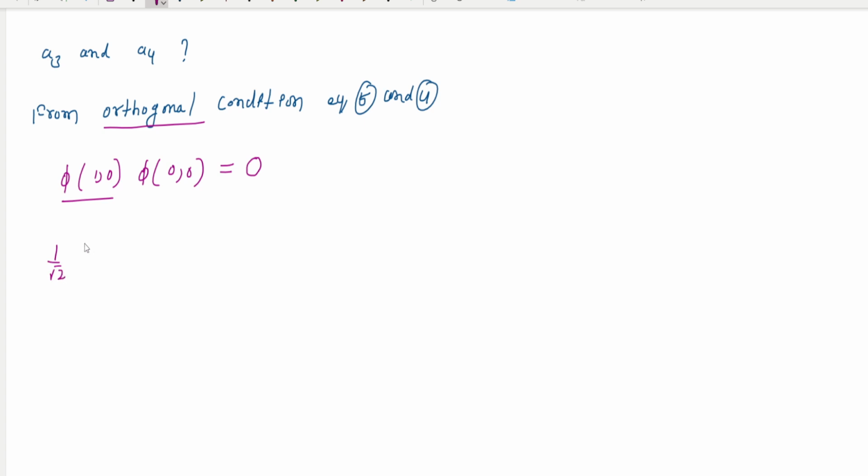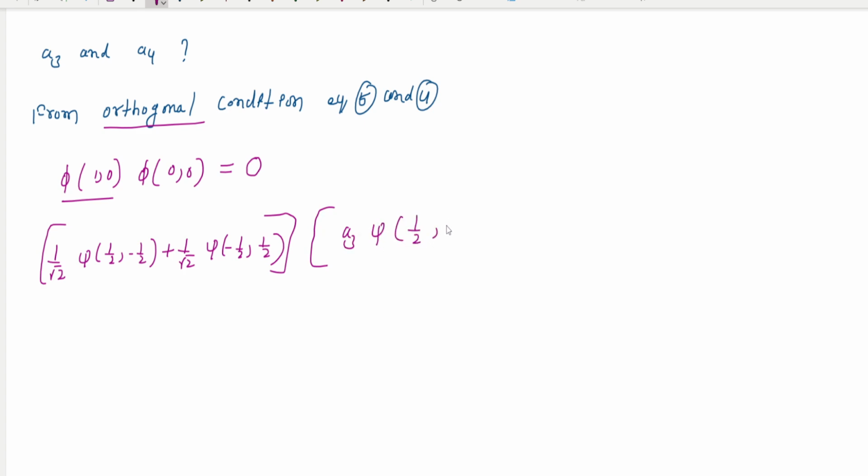Value 1 divided by root 2, wave function psi 1/2, -1/2, plus 1 divided by root 2, the wave function psi -1/2, 1/2. So this is the wave function psi 1,0. Then psi 0,0 value is a3 wave function psi 1/2, -1/2 plus a4 psi -1/2, 1/2. If you try to multiply this into a product, then we can get only the a3 and a4 terms, the same state. This state and this state, remaining all conditions are 0, right? The same state gives the normalization condition, 1, and the other states become 0.